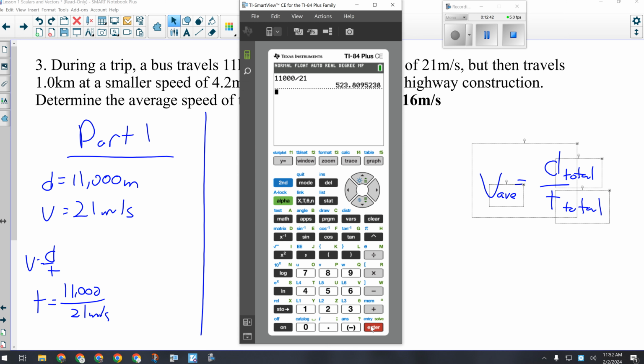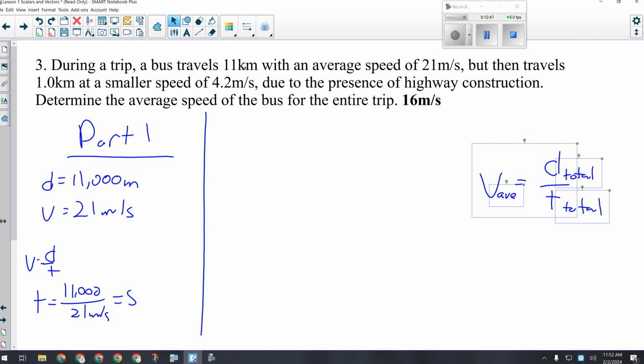So that is going to take 523.8 seconds. I'm going to keep all those decimals, but I'm not going to write them all. Okay, seconds. And then for part 2, I know that they travel 1 kilometer, which is 1,000 meters, at 4.2 meters per second.